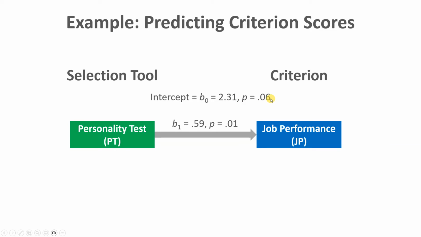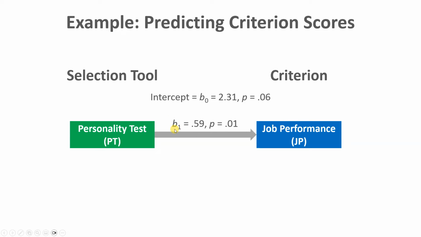Now, by conventional standards of alpha set to 0.05, this p-value exceeds alpha of 0.05, and therefore we conclude that the model intercept is not statistically significantly different from 0. Typically, that's not of much interest here in this context. What we're more interested in terms of statistical significance is the regression coefficient that represents the association between our selection tool and our criterion variable, which here is the relationship between our personality test and job performance, or in other words, the relationship between our focal predictor variable and our focal outcome variable.